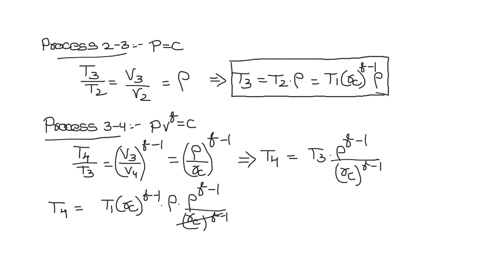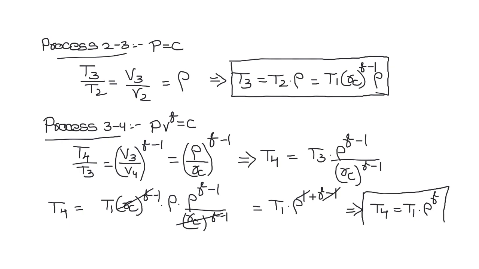Now, these two will get cancelled. So it becomes T1 into rho power 1 plus gamma minus 1. So we can write T4 is equal to T1 into rho power gamma. This is what we will get here.